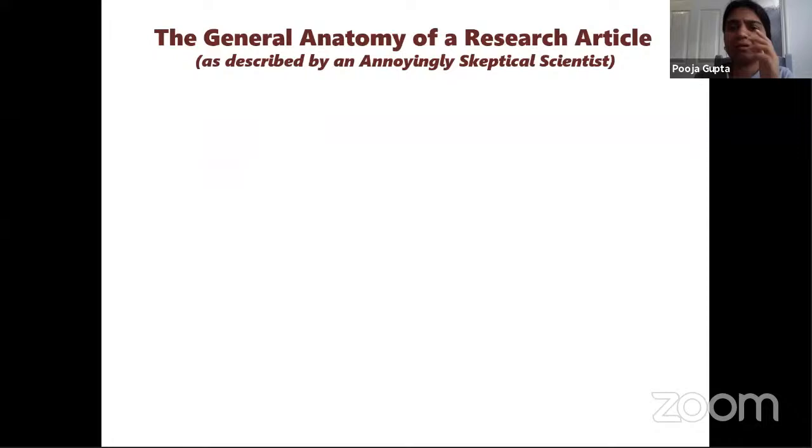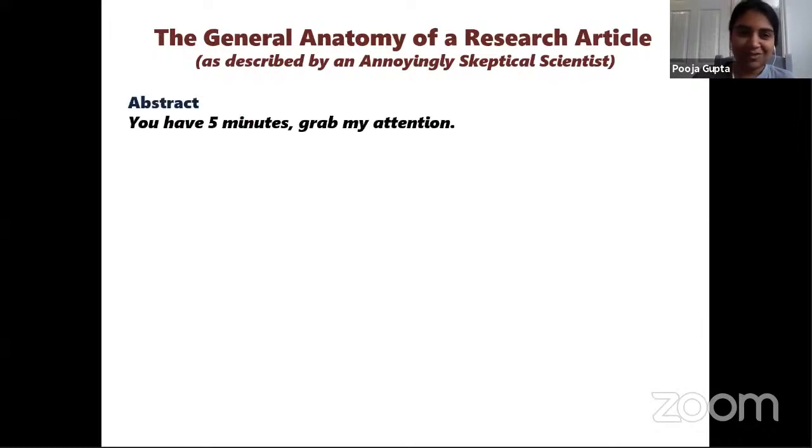Now, if you were to look at a research article, the one that I sent, for instance, what is the general structure, the general anatomy of a research article? And I'm going to describe it as an annoyingly skeptical scientist, because that's a hallmark of scientists. We're just really skeptical people. So the first section would be an abstract. And the point of an abstract is you have 5 minutes, you need to grab my attention, right?